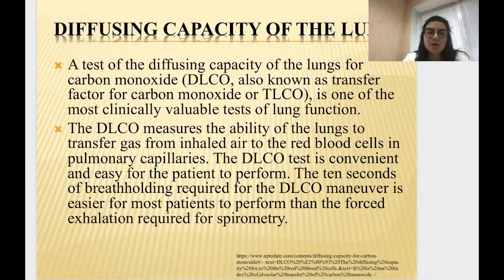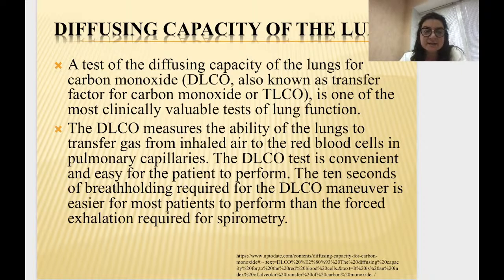Okay, one more diagnostic tool for us is the diffusing capacity of the lungs. A test of the diffusing capacity of the lungs for carbon monoxide, DLCO, also known as the transfer factor for carbon monoxide, or TLCO, is one of the most clinically valuable tests for lung function. The DLCO measures the ability of the lungs to transfer gas from inhaled air to red blood cells in the pulmonary capillaries.